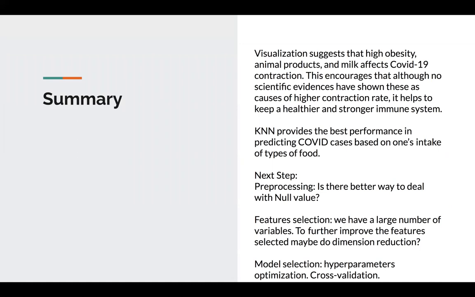Although no scientific evidence has shown these as causes of a high contraction rate, this encourages keeping a healthier and stronger immune system. And for the models, KNN provides the best performance among the 3 models we chose. And these are some of the questions that we might go on to discover for our next step.